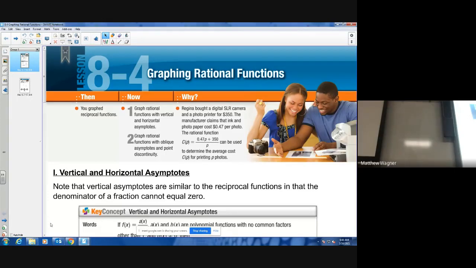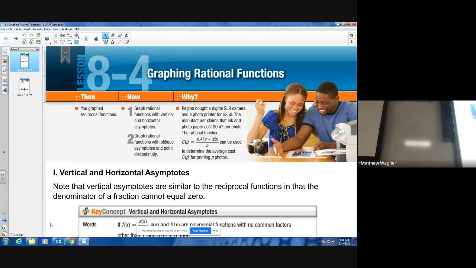Today we will be looking at 8.4, graphing rational functions. So we're getting into the meat and potatoes, if you will, of chapter 8. Up to this point, we've explored how to multiply and divide rational functions, and how to add and subtract rational functions. We're going to use some of those same strategies to help us create the graphs of these rational functions.